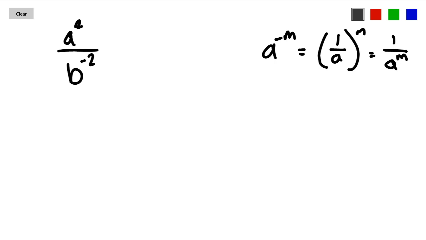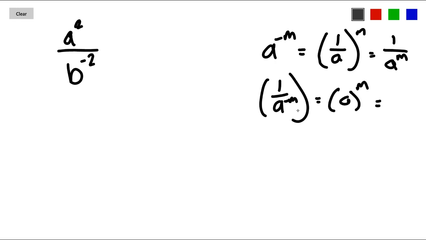And this works the same way if you have a fraction that has a negative exponent on the bottom. So if I have 1 over a raised to the negative m, this is the same as writing that number raised to the positive power, which is just a positive power. So essentially, I'm just working backwards here. So using that fact, I can rewrite the b to the negative second power on the bottom as just b to the second power. So this expression simplifies into a squared times b squared.